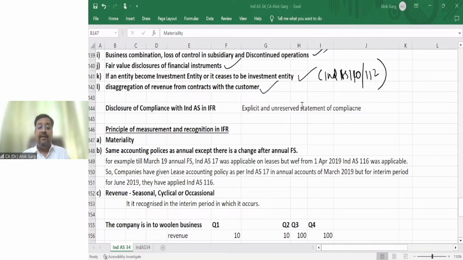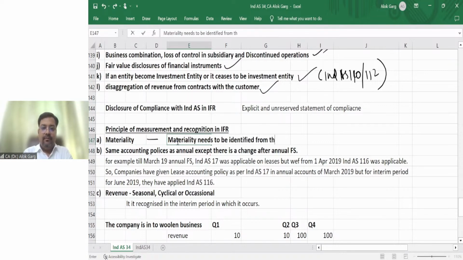Guys, as you are preparing the interim financial statement, materiality should always be checked only from the interim period. So materiality needs to be checked. Let me write here: materiality needs to be identified from the interim period numbers, not from the annual period, right?